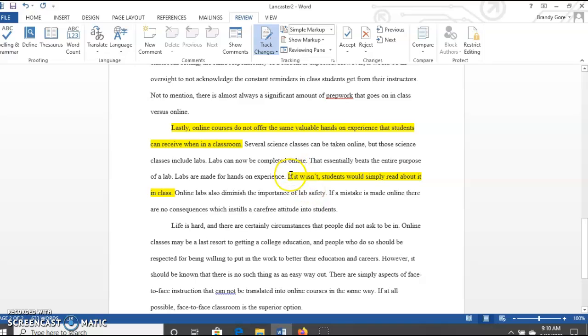Okay, I'm going to go back up to the green one in a minute. Some of you got a 22. That means that the pronoun has a problem. It's usually a vague or unclear reference. So if you got a 22, it has to do with the pronoun, and you need to figure out how to make it more clear for your reader. So leading up to this, that essentially beats the entire purpose of a lab. Labs are made for hands-on experience. If it wasn't, students would simply read about it in class. Well, he's just mentioned labs in the plural. But I also think he just needs to be more specific here. If labs were not meant for hands-on activity, then students could simply read about them. Okay, I'm not going to bother to fix that, but you get it. Make sure that you're not using vague pronouns.